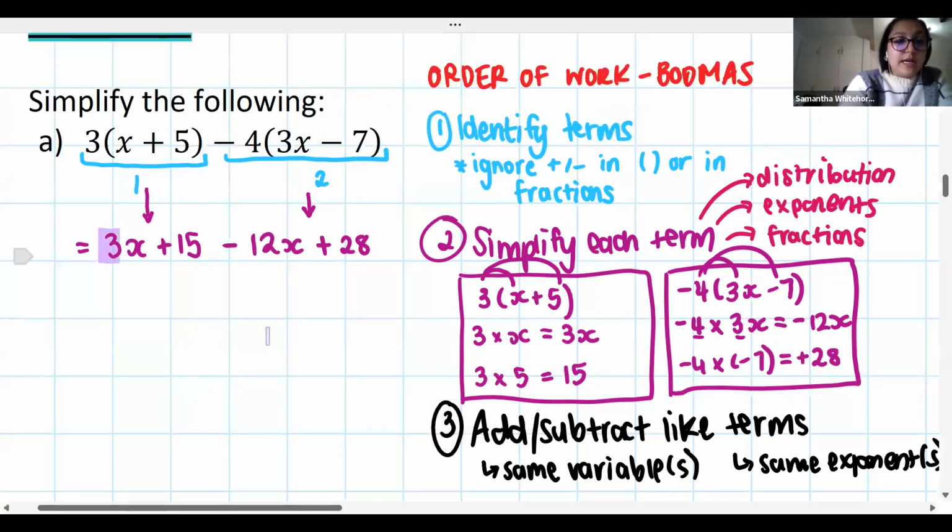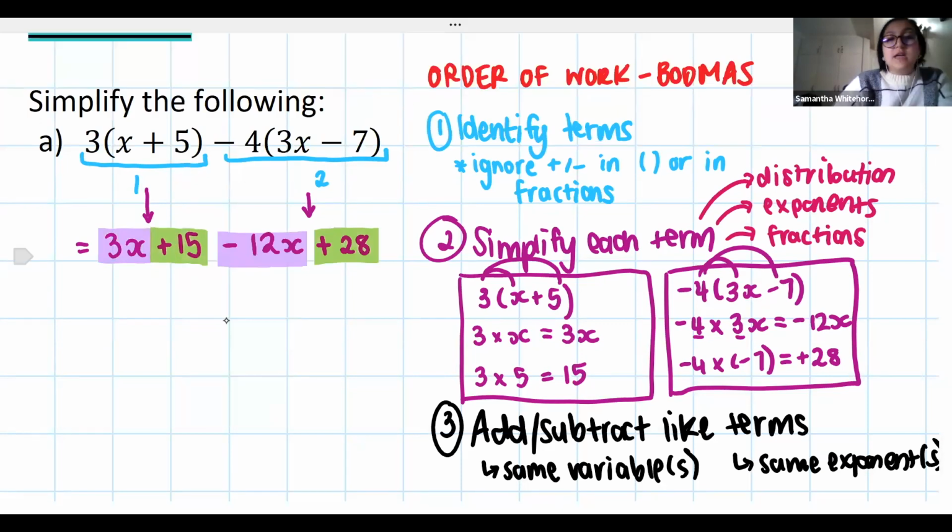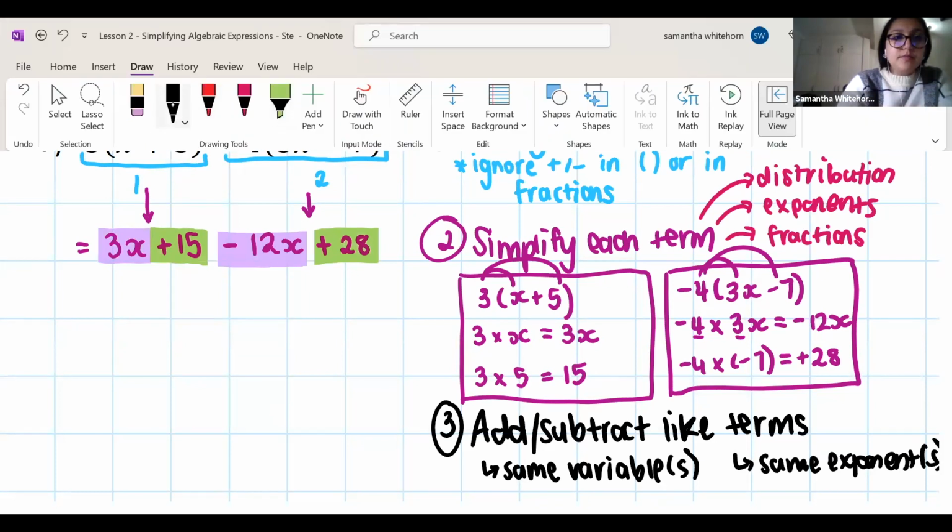So we've got an x term, 3x, and the other x term that we have is the negative 12x. Those are like terms. We've grouped them together. Moving on, we see we've got the constants, plus 15 and plus 28. So I have grouped my like terms.